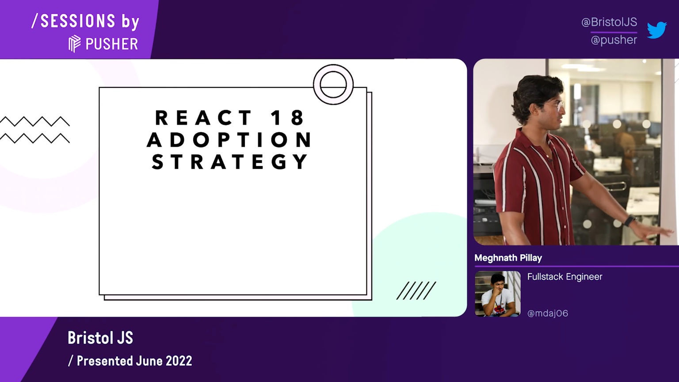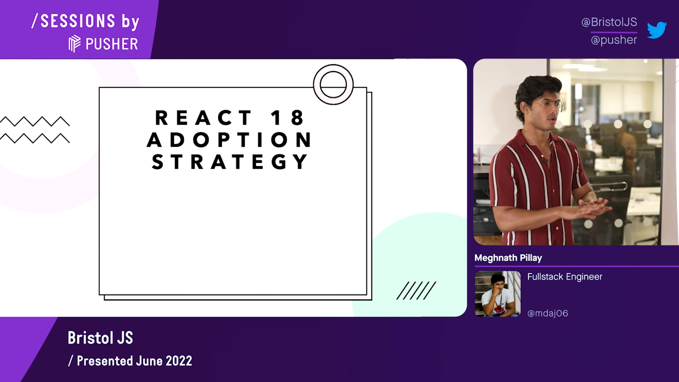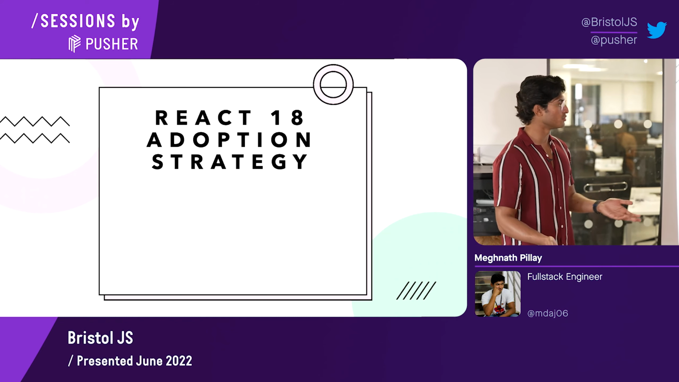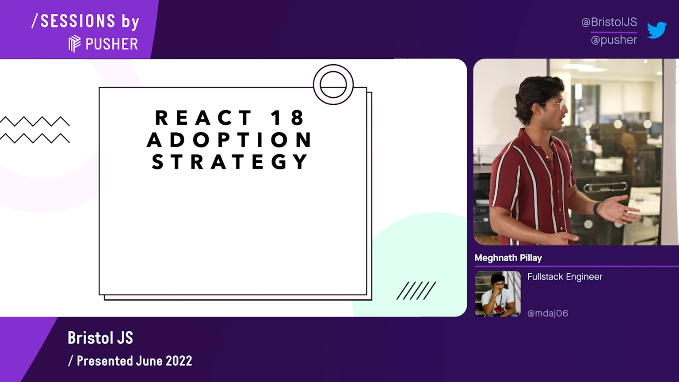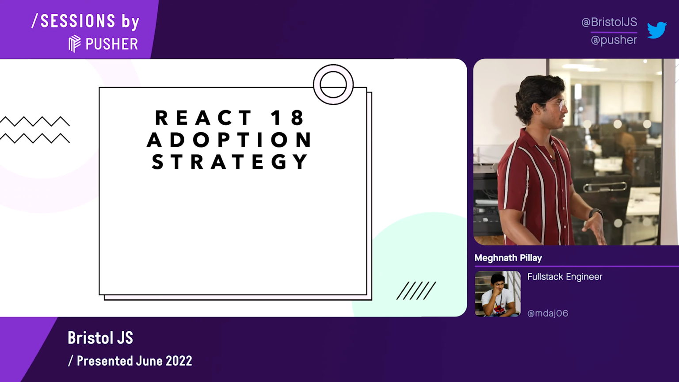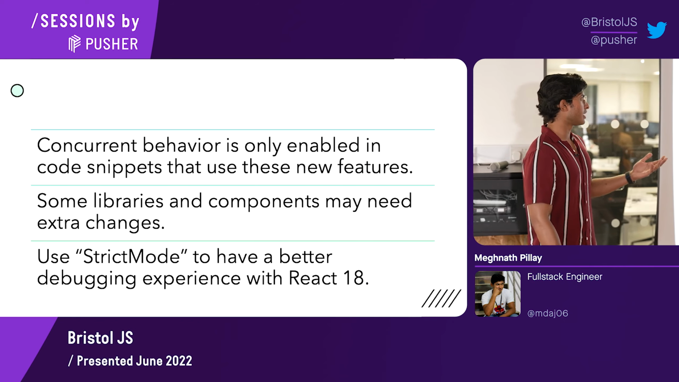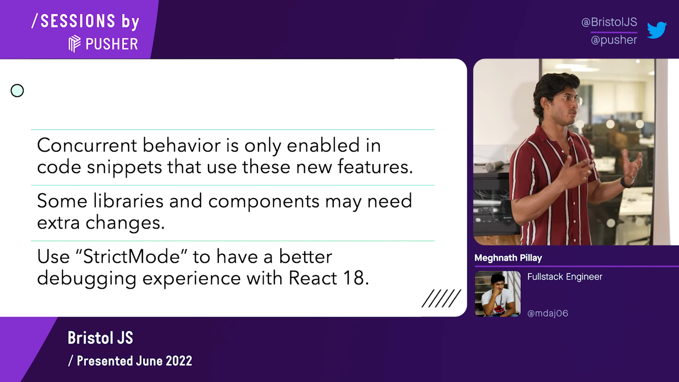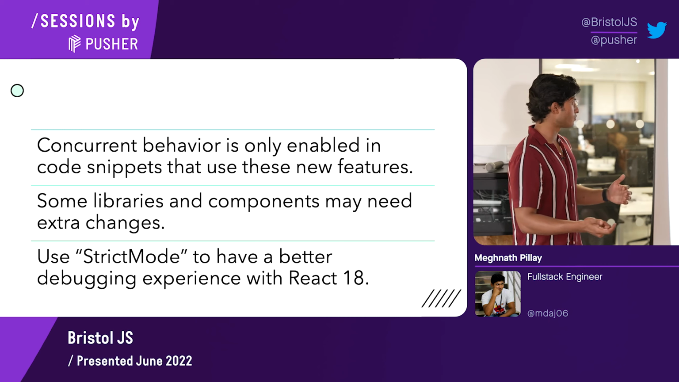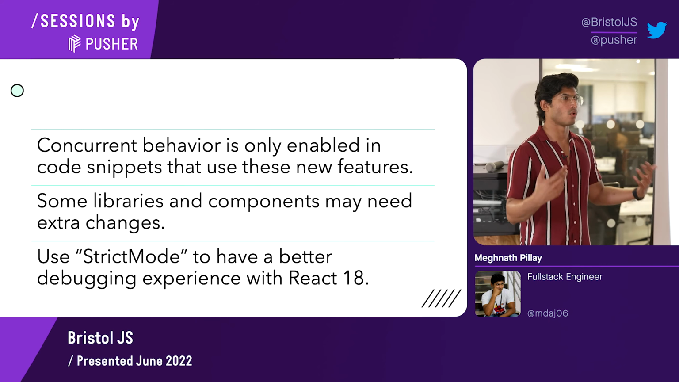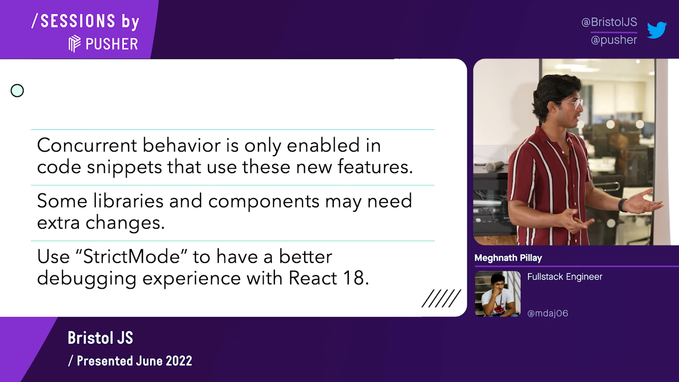Yeah, so this has been an overview of what has changed and what we can use in React 18. But this is just another general understanding of how we can adopt React 18 today. So concurrent behavior is only used when you actually use one of the new features. What was actually different with concurrent mode before is that the whole app had to use concurrent mode, and that doesn't work.